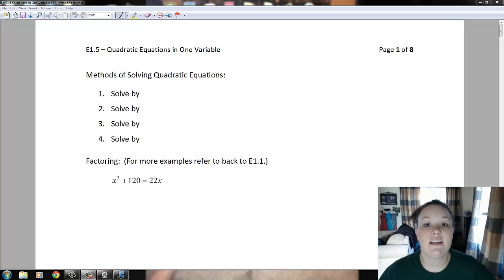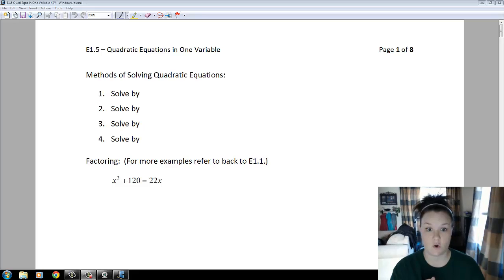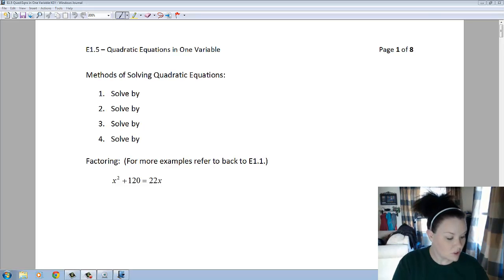So this is E1.5, which is quadratic equations in one variable. We're going to go over the 4 different methods that we have to solve quadratic equations. So the first method we have is one that we've already done, which is to solve by factoring.